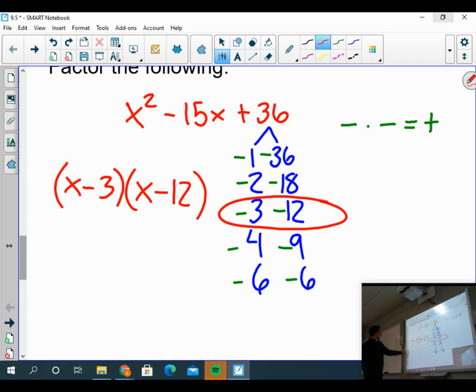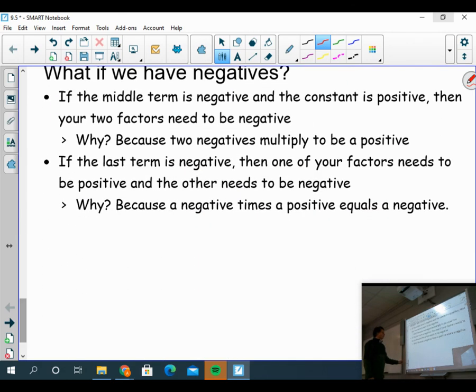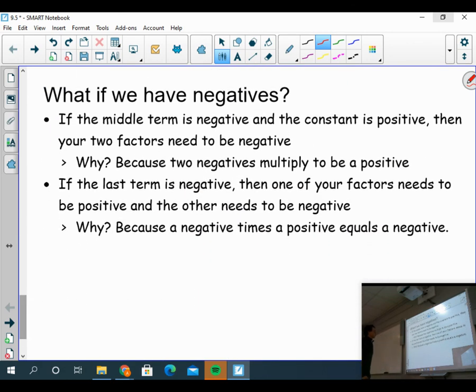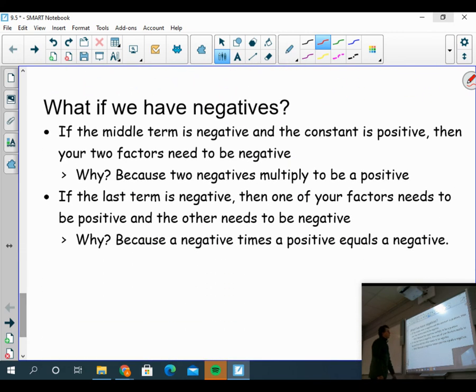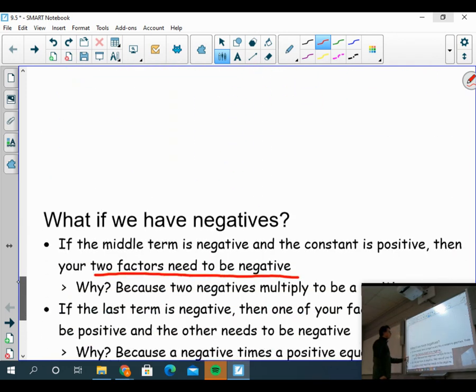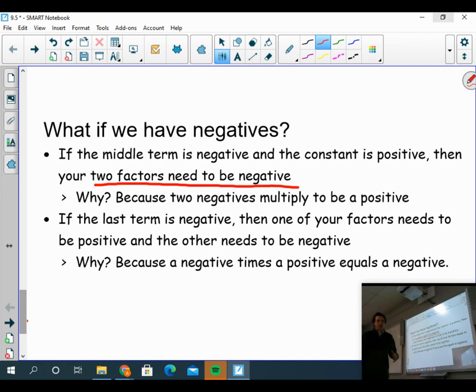And to summarize our rules for negatives, if you like summaries: if the middle term is negative, as in the example you just saw, and the constant is positive, then your two factors need to be negative. We came up with two negative factors. Our first and third examples with negatives involved in factoring trinomials met this case.